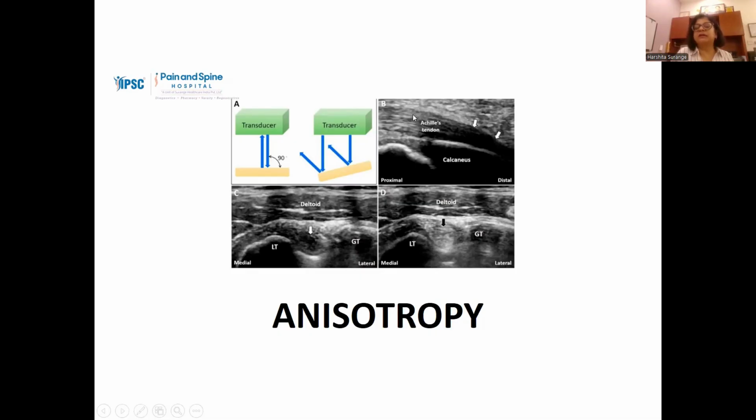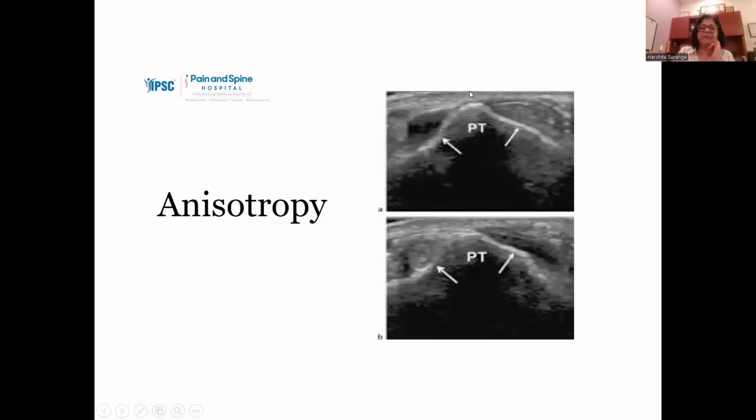See here, again the Achilles tendon going and inserting onto the calcaneum, and because of the curve and the probe being straight over here, you see this anisotropy. Now how to remove this anisotropy? You just need to tilt the probe towards the insertion so that the probe and the tendon become parallel to each other, and the ultrasound beams hit it at 90 degrees.